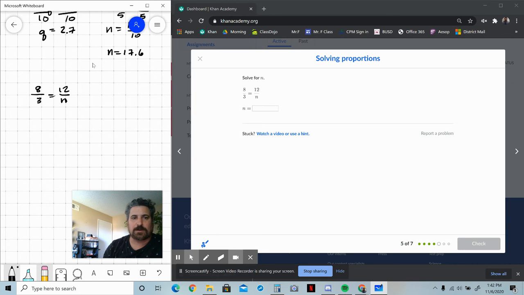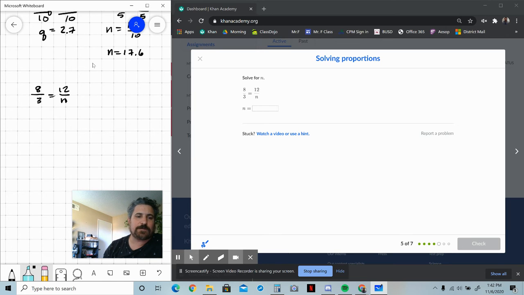So what you got to do here is you got to look for relationships. I don't really see any easy relationship. I can see that 8 and 12 are kind of related to each other, right? That 8 times 3 halves is 12, and 12 divided by 3 halves is 8. So I could do 3 times 3 halves and get the answer. 3 times 3 halves would be 9 halves, or 4.5. That's one way to do it.